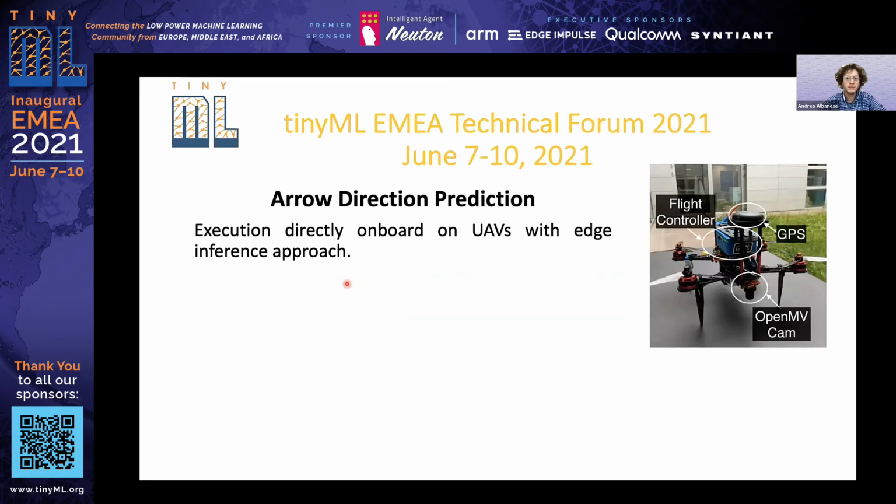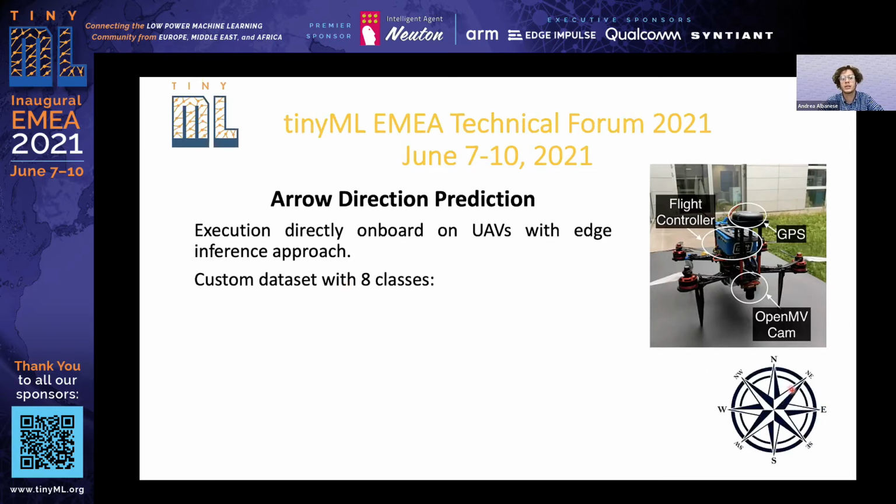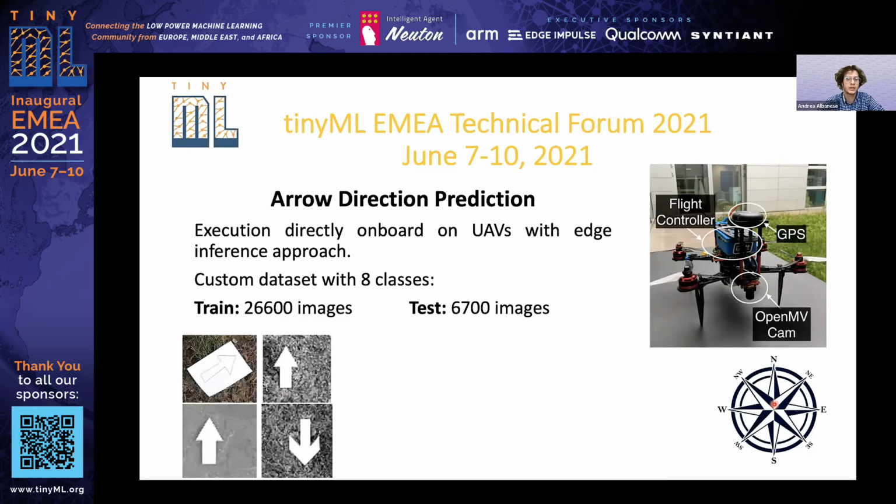This machine learning algorithm is executed directly on board the drone with an edge computing approach. Thus, it is possible to boost its performance and meet real-time execution. It has been developed with a custom dataset with 8 classes, according to the polar coordinates, such as north, northeast, east, and so on. We have collected 26,000 images for training and 6,700 images for test. A few examples of them are shown in these figures.